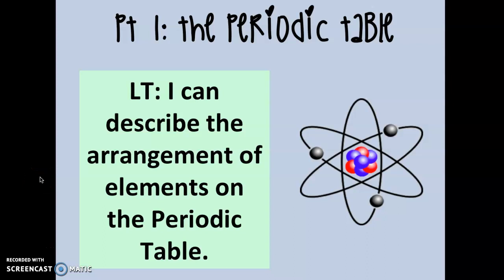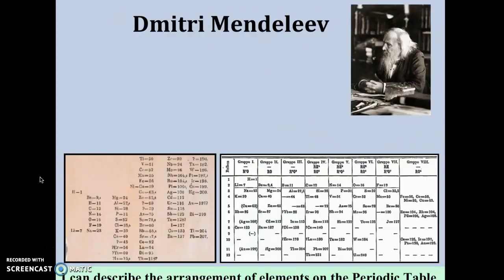Hey super scientists, we're starting a periodic table unit with PT1. So I'm using PT as an abbreviation for periodic table. We're going to start off by looking at the periodic table and looking at how you can use the information that you find on the periodic table. But first, let's look at a little history.